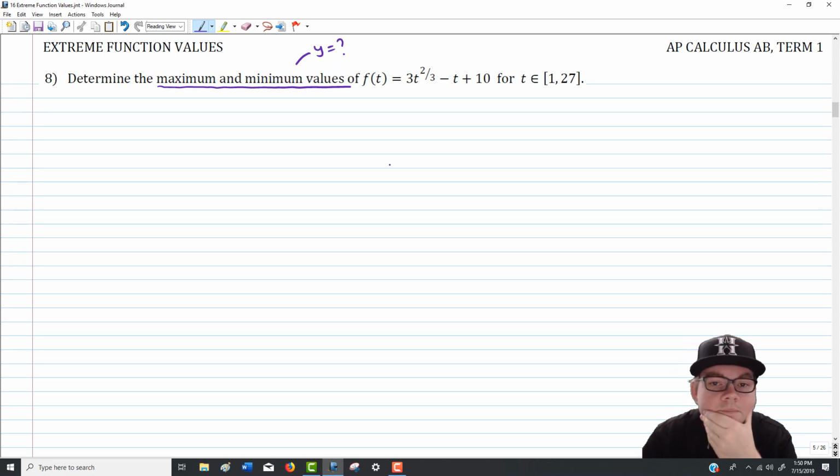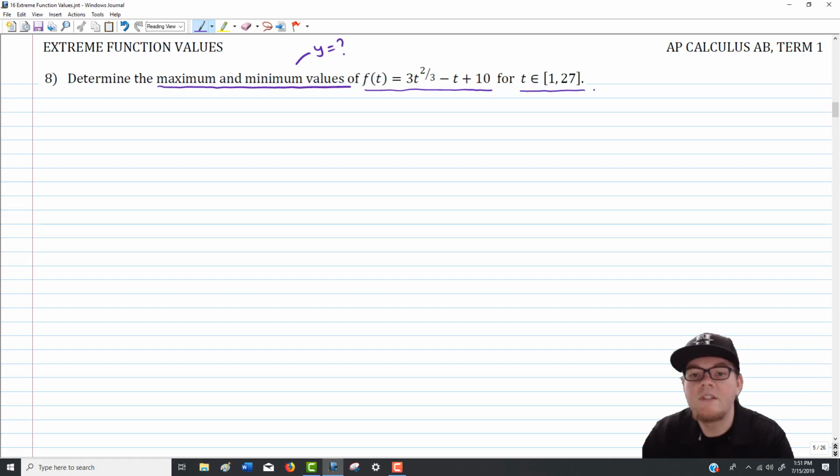They want function values. Next, they tell us our function. It's a pretty crunchy one, an interesting one, a little bit of spice on there. 3t to the 2/3 power minus t plus 10. And then finally, we have t as a member of [1, 27].